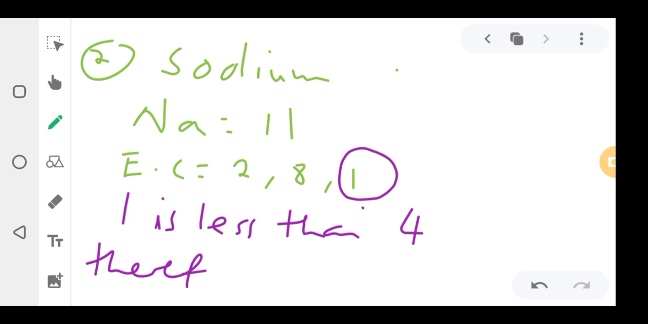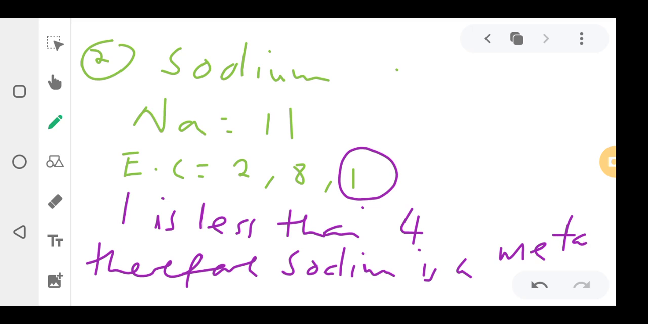Therefore, sodium is a metal. Okay, so you have known what a metal is. If this last number here is less than 4, either it is 1, it is 2, it is 3, meaning it is a metal.